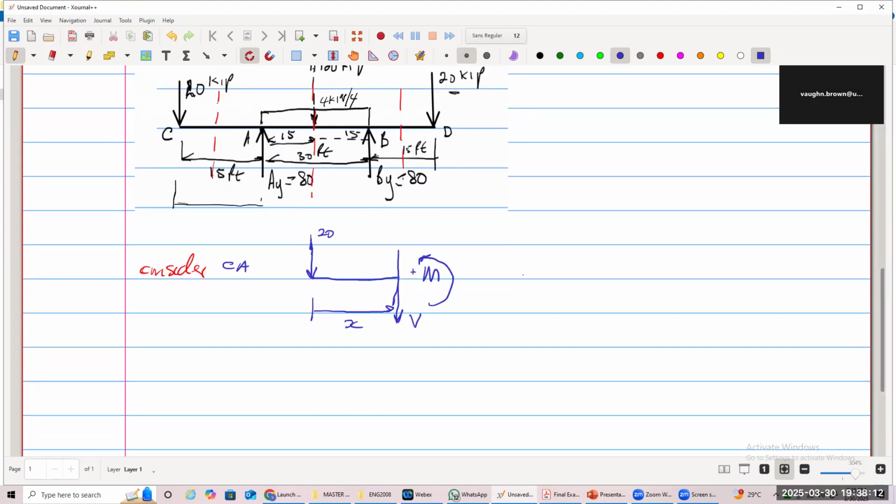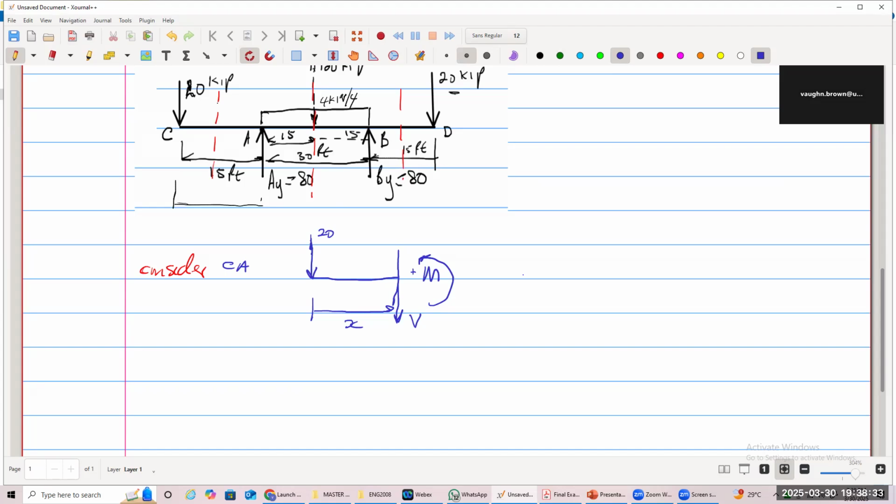So what you do here, we'd formulate and get your first expression here. The first expression, when it comes to the UDL part, I'm going to show you what to do. And I want to show you how you can just sit down and write the full expression in one go for the bending moment for the entire beam using singularity.